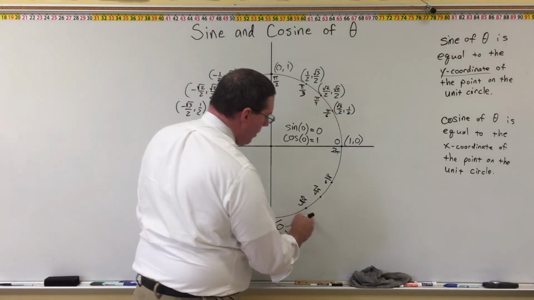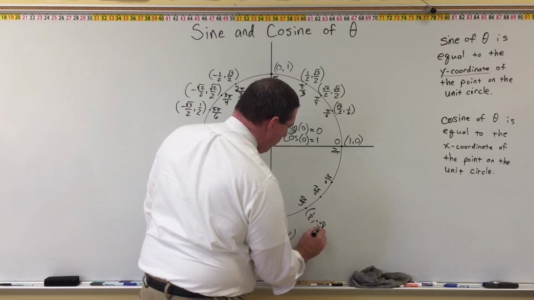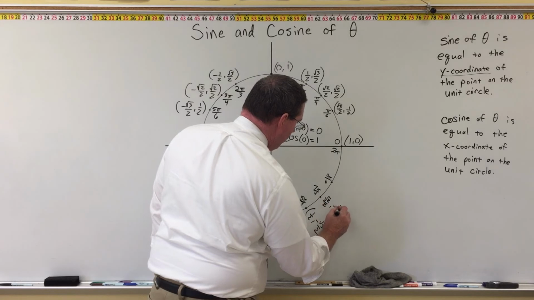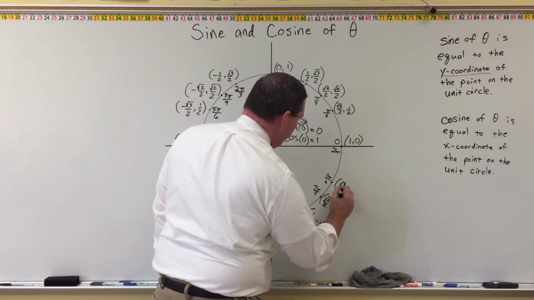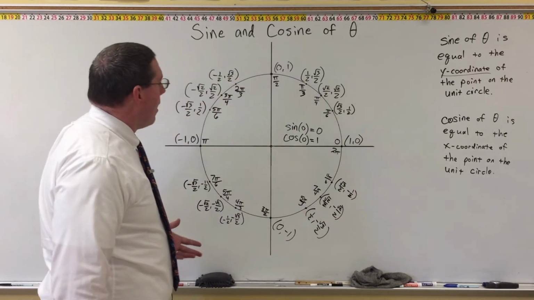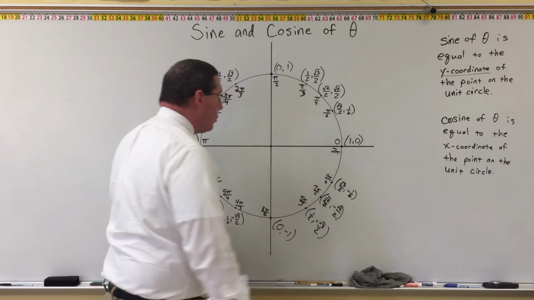Over here, positive, then negative. So this one is going to be positive 1/2 and negative square root of 3 over 2. This one's going to be positive square root of 2 over 2 and negative square root of 2 over 2. And this one is going to be square root of 3 over 2 and negative 1/2. There we go. And so now we can answer a bunch of different questions.